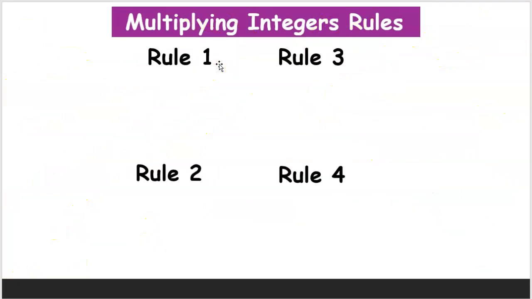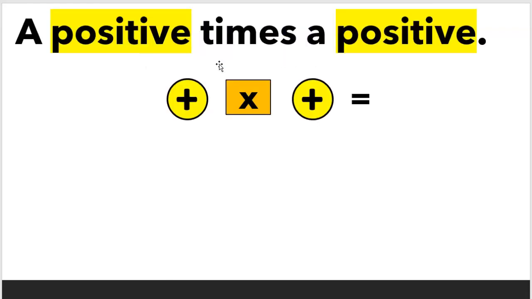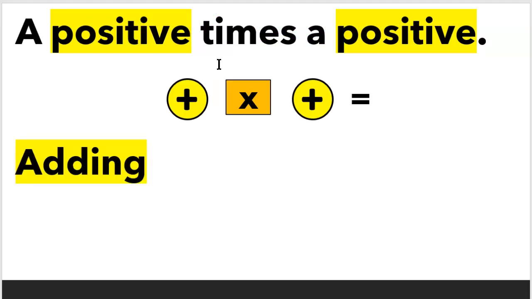So let's begin. This multiplying integers lesson is brought to you by Rule 1, Rule 2, Rule 3, and Rule 4. Let's begin with Rule 1. A positive times a positive is, well, what kind of integer will we have? Will it be a positive integer or a negative integer?